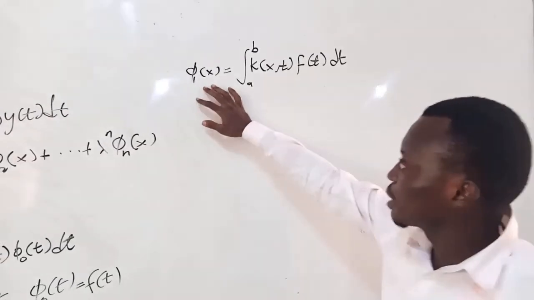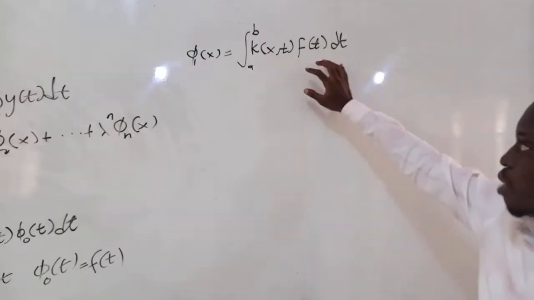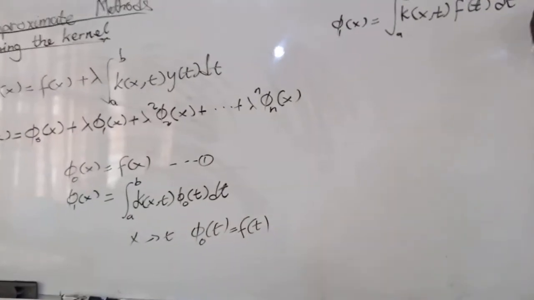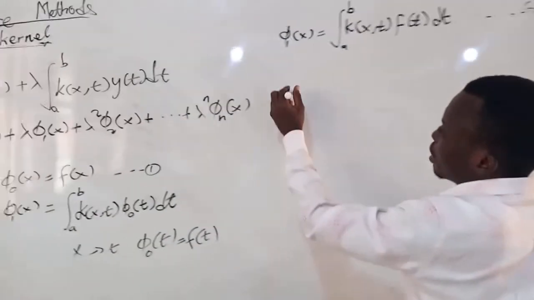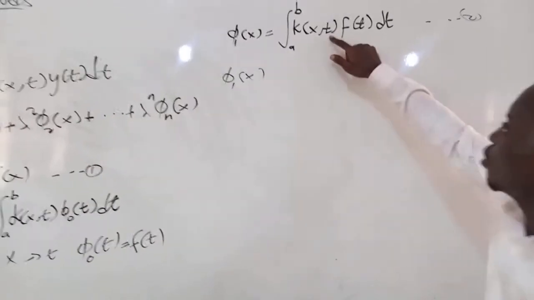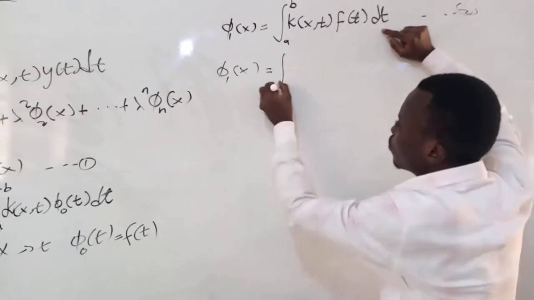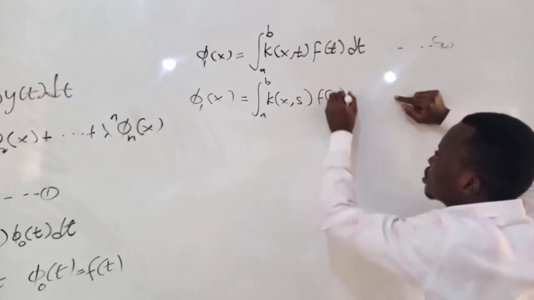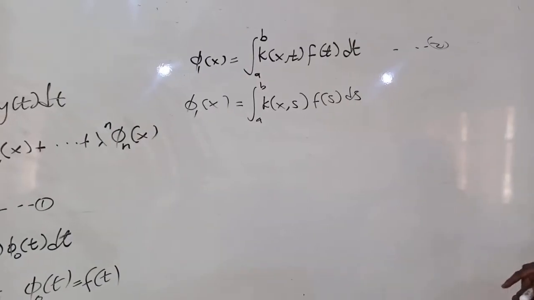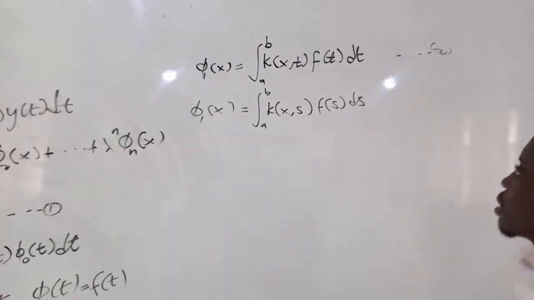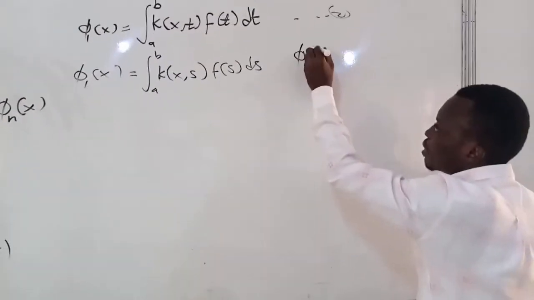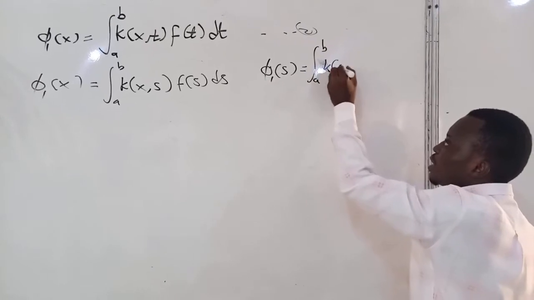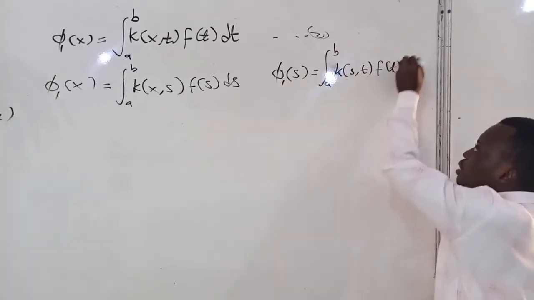Now let's rewrite this equation in terms of a different variable. Let's first name this equation as our equation 1 and here as our equation 2. Now we can rewrite it in different variables, like let's interchange all the t's to s. Now this equation becomes integral from a to b k of s, s f of s ds. And let's interchange the s to s. That means in this section too, we can have phi 1 of s to be equal to integral from a to b k of s t f of t dt.